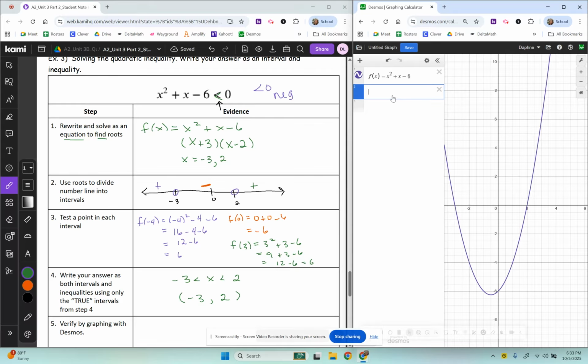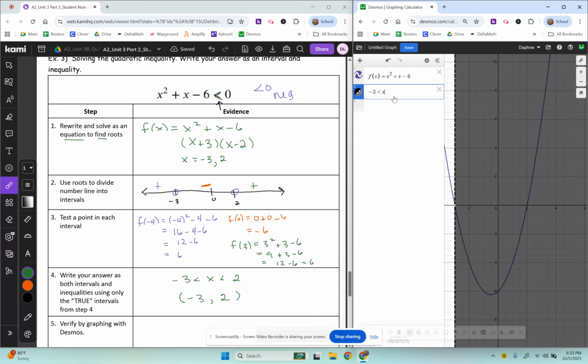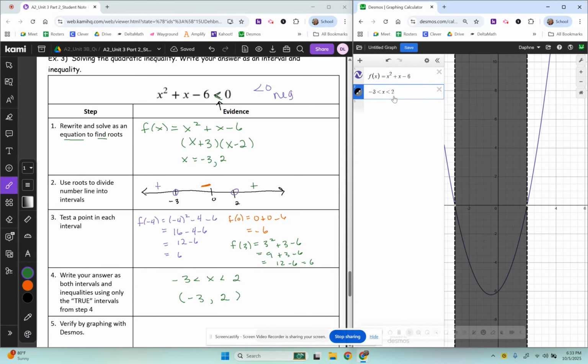And then I am going to plug in my interval, which I need to write as an inequality. So -3 is less than x is less than 2. Okay, and what I'm looking for is to ensure that number one, where my roots are, that is where my dotted line is. The dotted line, remember, it's dotted because it's less than. So the shaded area is my inequality. Okay, and then the purple line is the curve for the x squared plus x minus 6.